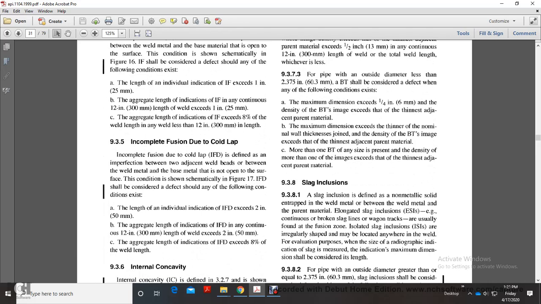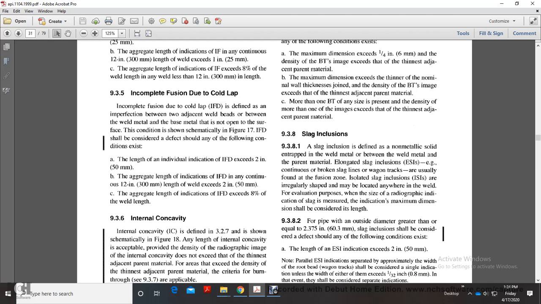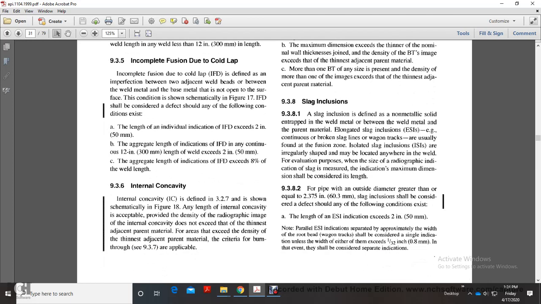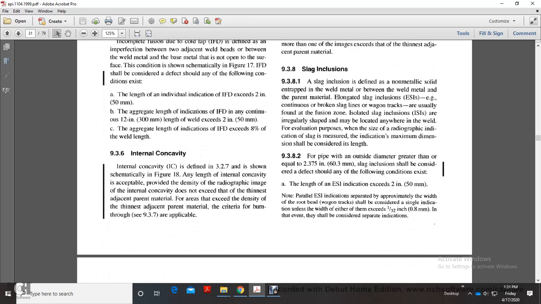9.3.5 Incomplete fusion due to cold lap. Incomplete fusion due to cold lap, or IFD, is defined as an imperfection between two adjacent weld beads or between the weld metal and the base metal that is not open to the surface. The condition is shown schematically in Figure 17. Incomplete fusion due to cold lap shall be considered a defect should any of the following conditions exist: the length of an individual indication of incomplete fusion due to cold lap exceeds 2 inches; the aggregate length of indications of incomplete fusion due to cold lap in any continuous 12-inch length of weld exceeds 2 inches; the aggregate length of indications of incomplete fusion due to cold lap exceeds 8% of the weld length.